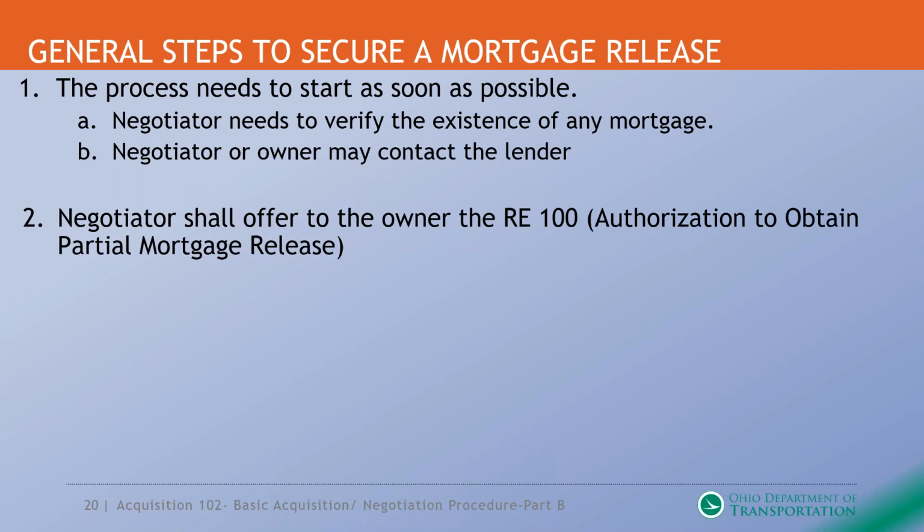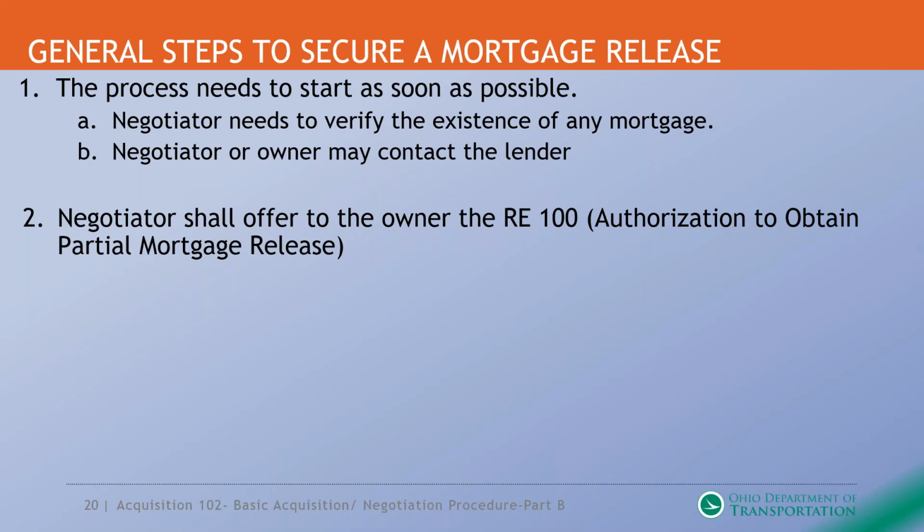The negotiator should offer to use RE100, which is known as the authorization to obtain a partial mortgage release. Now what this form does is it kind of releases the burden of the property owner trying to get the partial mortgage release. The reason why is because a lot of times property owners do not have the time nor the patience, and sometimes the mortgage companies will ask for more information than what the property owner can provide.